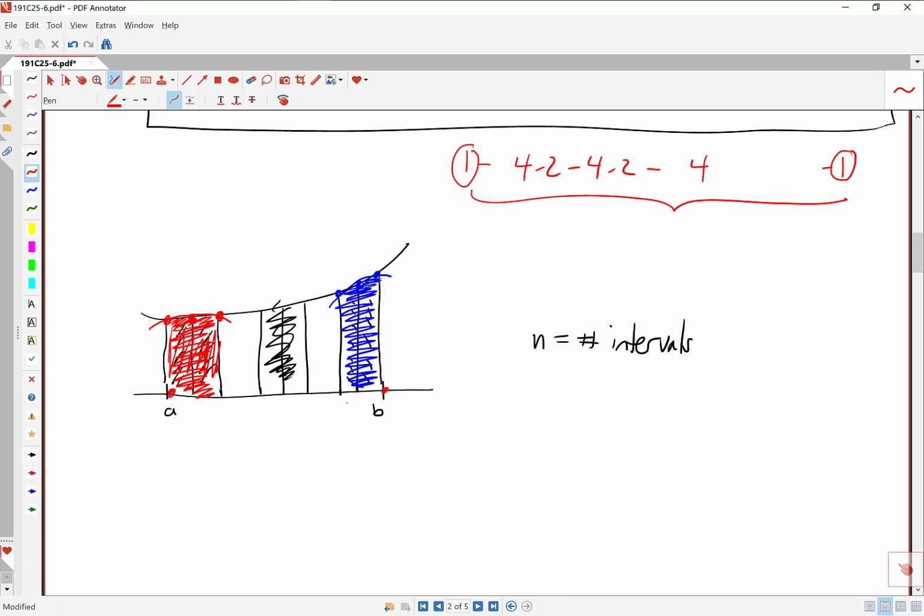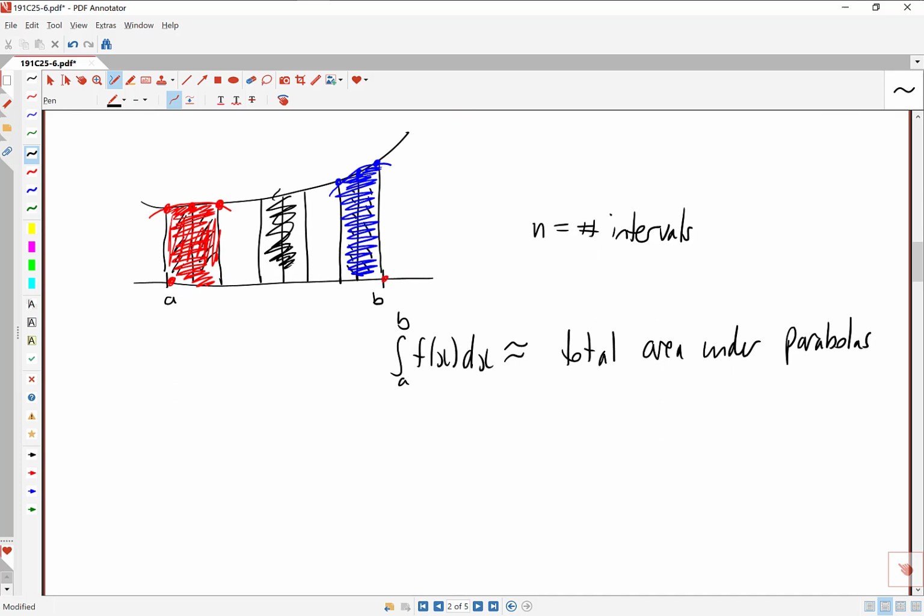So I want to give you a little bit of insight here as to how this picture that we've drawn connects with the Simpson's rule formula. We're trying to approximate the value of an integral like this. We'll say it's approximately the total area under these parabolas. So if your number of intervals were 4, for example, you'd have 2 parabolas. If your number of intervals were 10, you'd have 5 parabolas, for example. And let's just look at maybe the one on the left here.